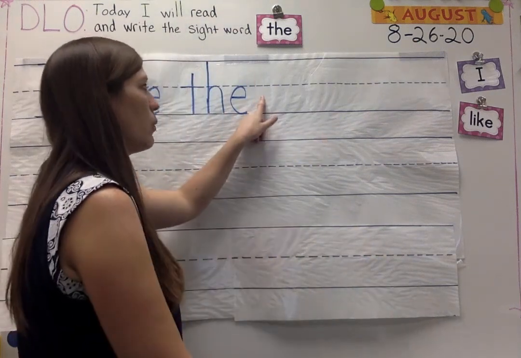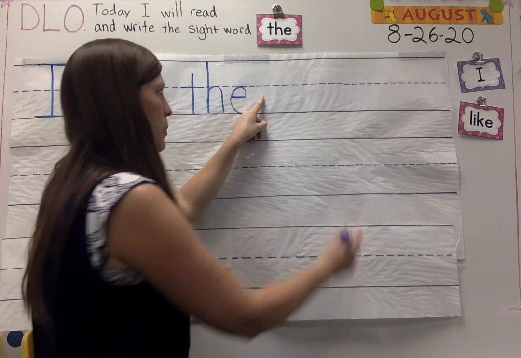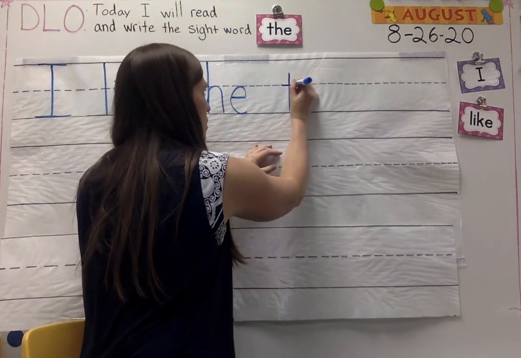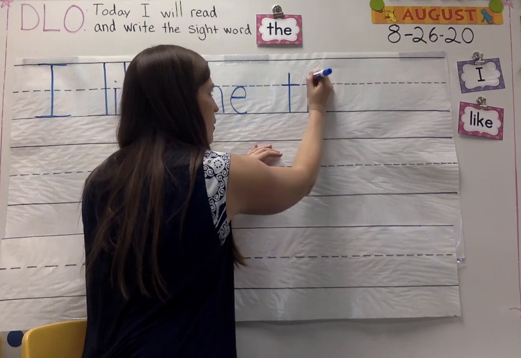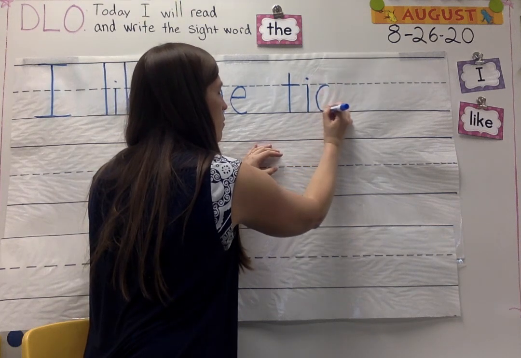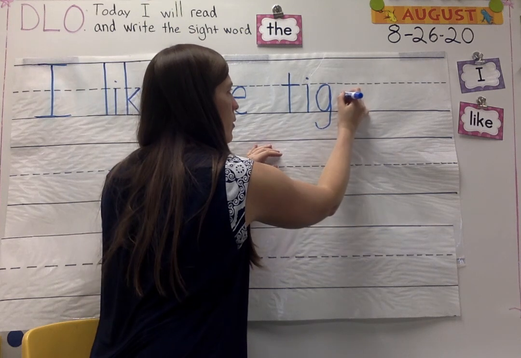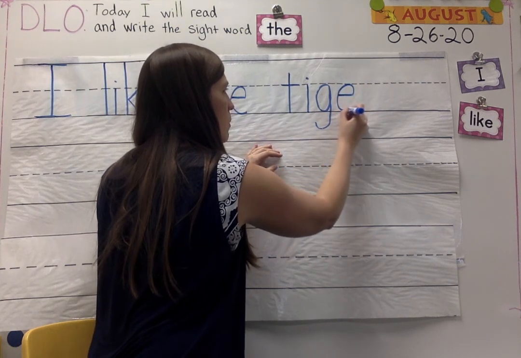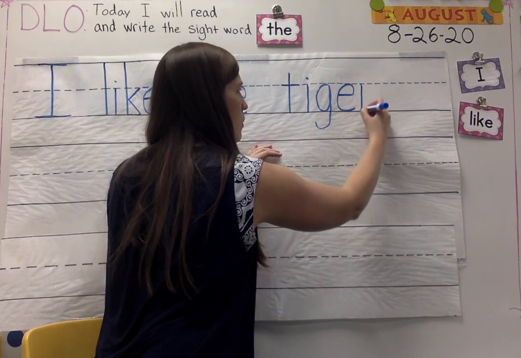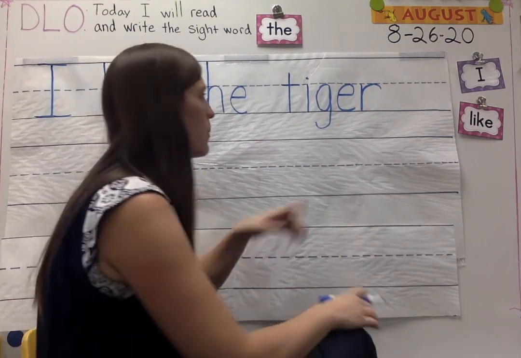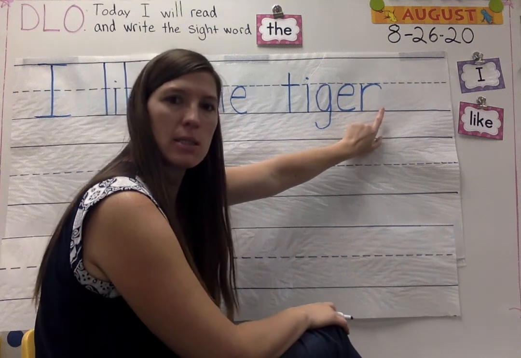I like the, what do I need here? A finger space. Tiger. T-I-G-E-R. I like the tiger. My sentence is done.